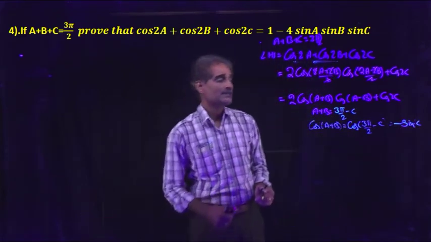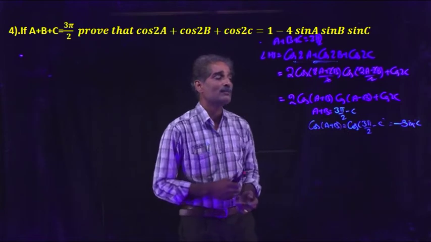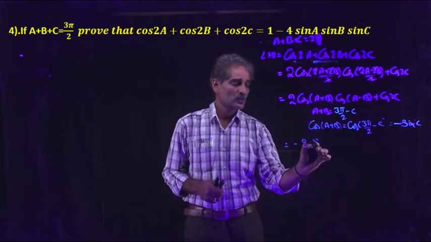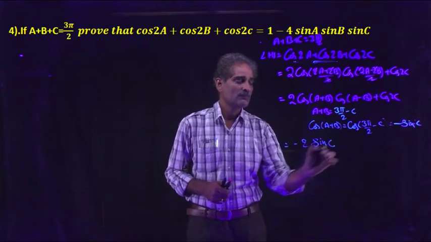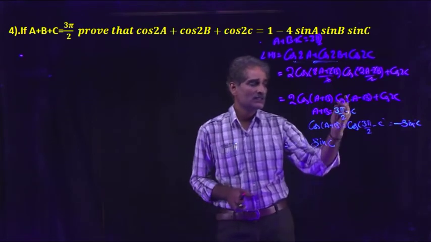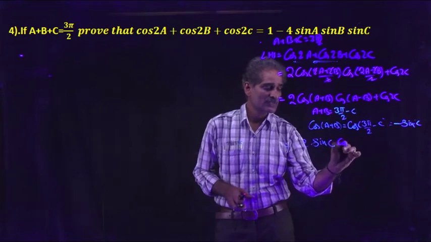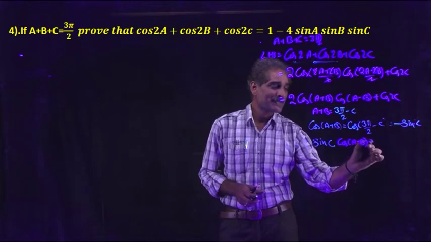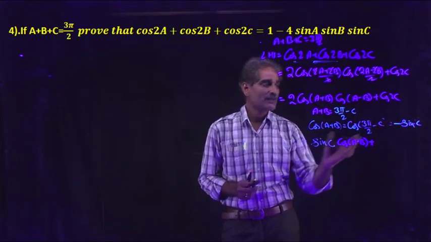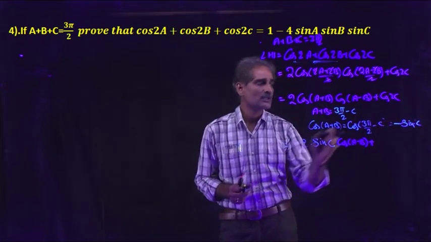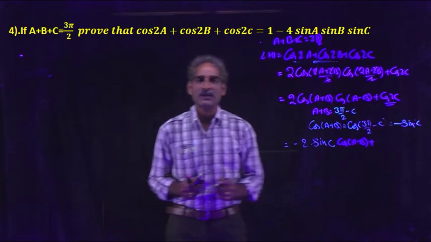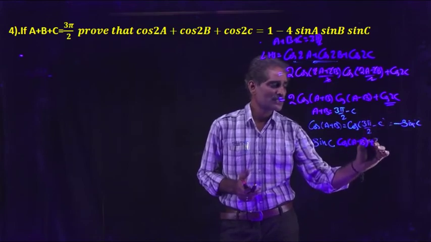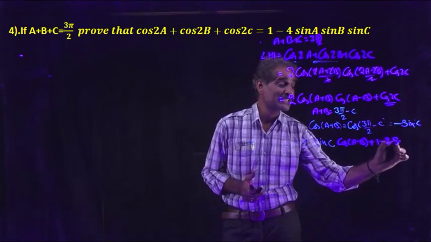Okay, next, cos(a+b) equals minus sin c. Write down here, we will get minus 2 sin c. What about the remaining? Cos(a−b) plus cos 2c is there. For the angle c, there is a sin function, so write cos 2c in terms of sin c, understand? Right, cos 2c equals 1 minus 2 sin²c.